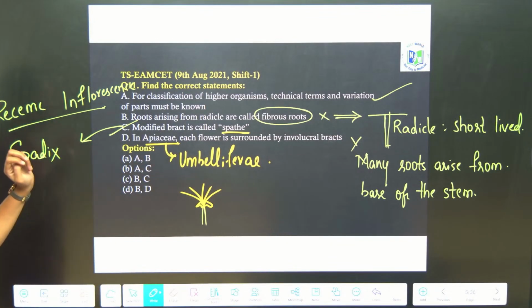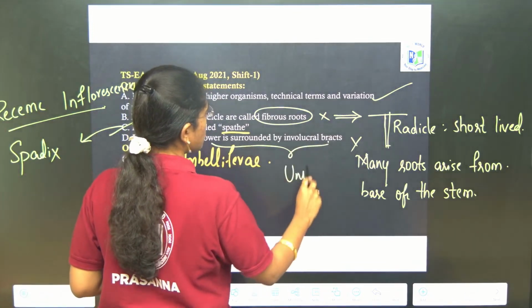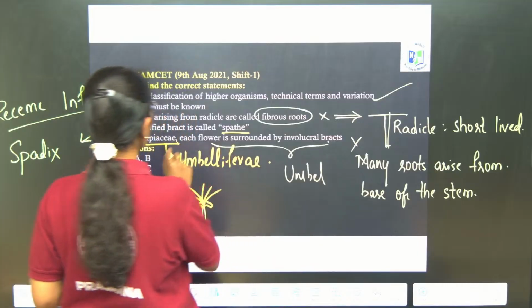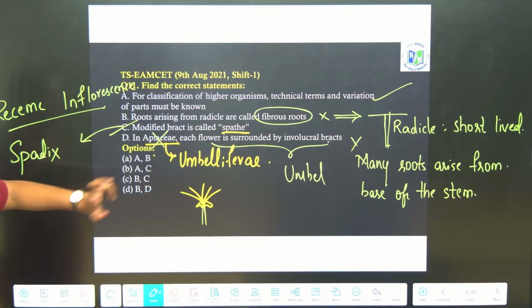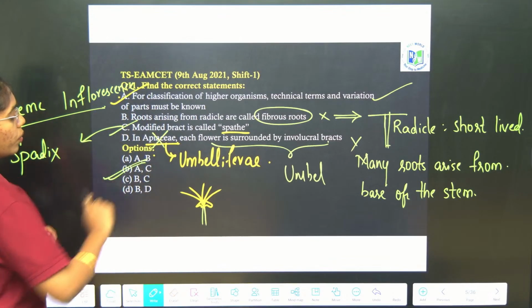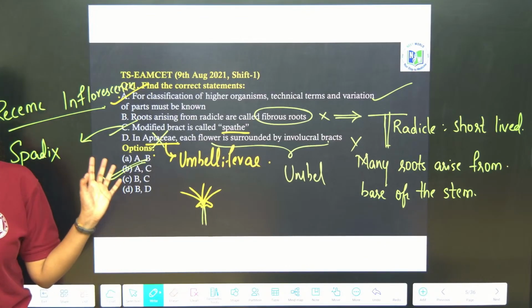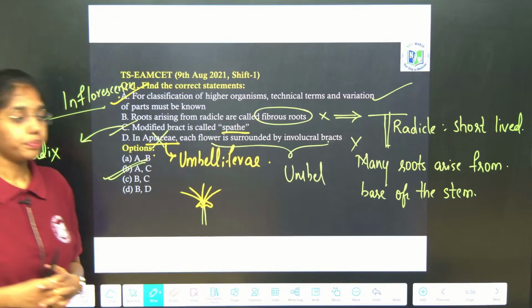So, here you see this is umbel type of inflorescence, seen in umbelliferous family, not in APAC. So, D is wrong and B is wrong. What are the correct statements? A and C are true. So, here we will go with option B. Clear with the explanations? You can take the screenshot of this if you want, beta.